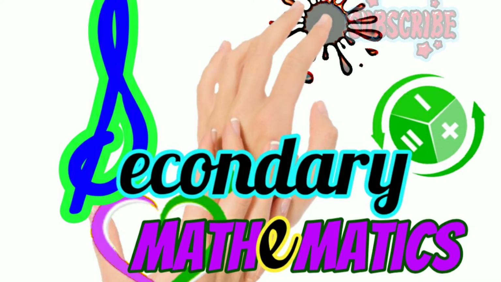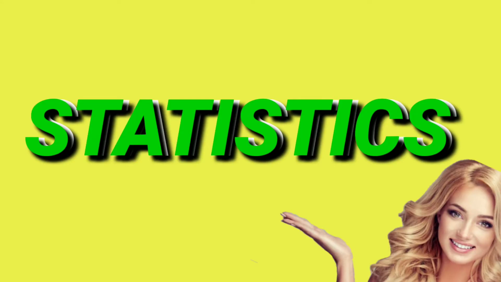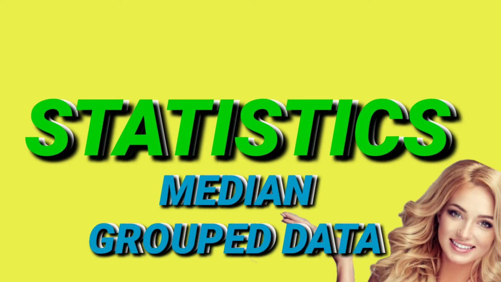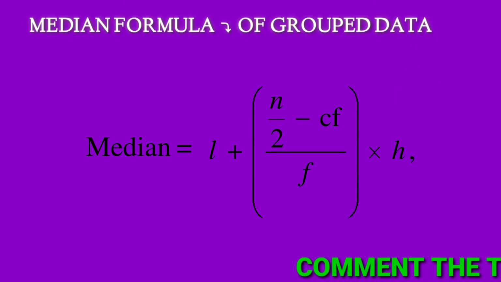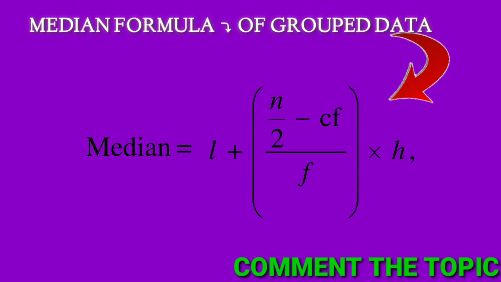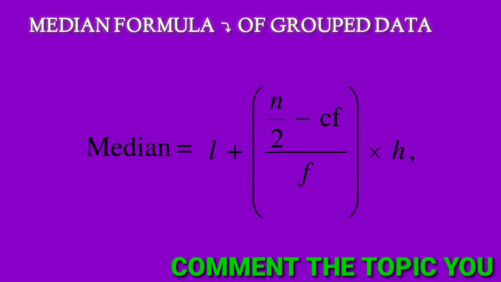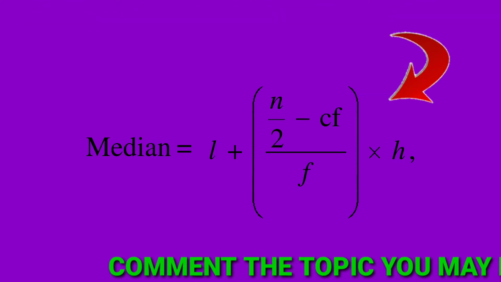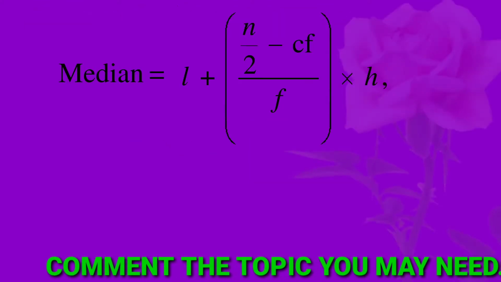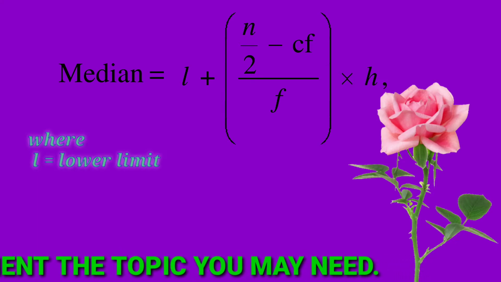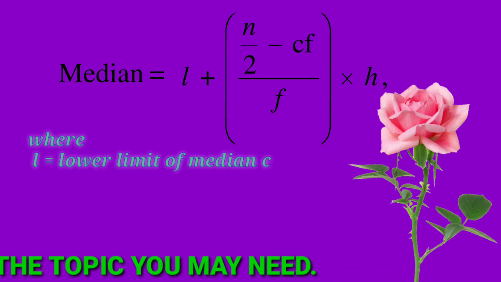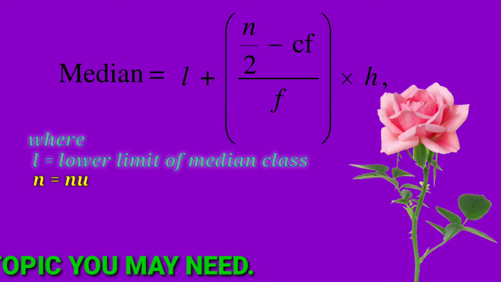Today we have come up with a new topic of statistics, and the topic today is median, where we have the formula. Median is given by the formula L plus (n by 2 minus CF) divided by f, into h, where L is the lower limit of median class. What is that median class? We are going to discuss it while solving the problem.